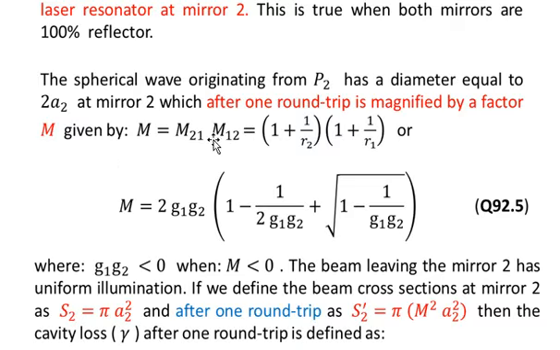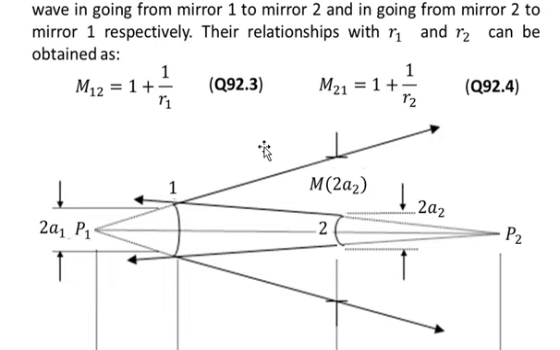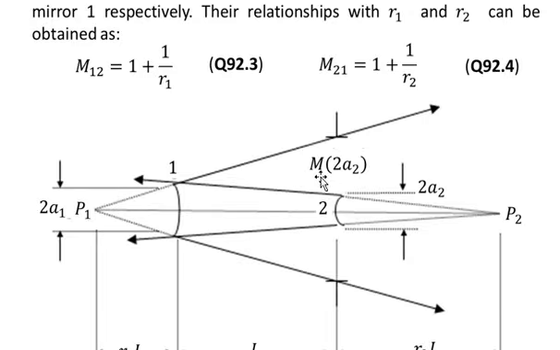So what is the meaning of this magnification? Actually, M21 is the magnification when the field travels from mirror 2 towards mirror 1, and M12 is the magnification when the field travels from mirror 1 towards mirror 2. So the product of these two magnifications, capital M, is shown over here.